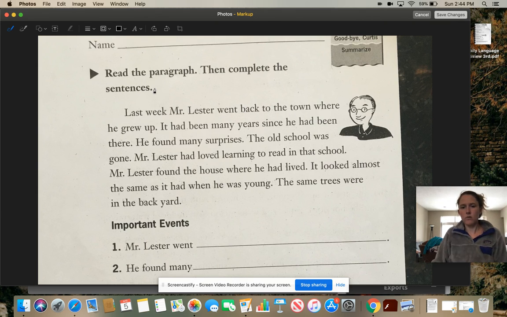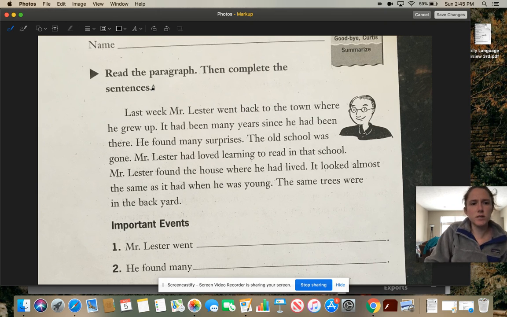So let's talk about what is summarizing. Summarizing is retelling a story using the important events. So if I'm retelling the story of the Three Little Pigs, I'm not going to include maybe that the sky was sunny and there was clouds shaped like pillows. That's not an important detail. I would include though that there were three pigs and they made their houses out of three different things. So you want to include only the important details when you summarize something.